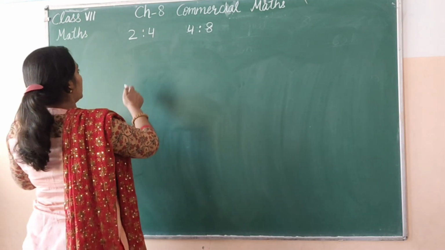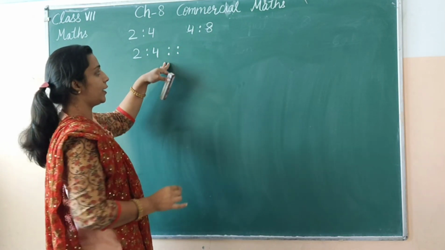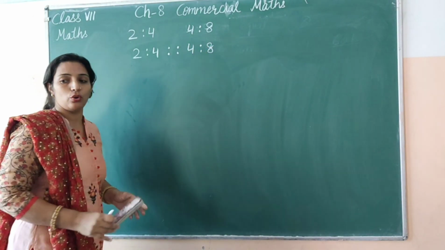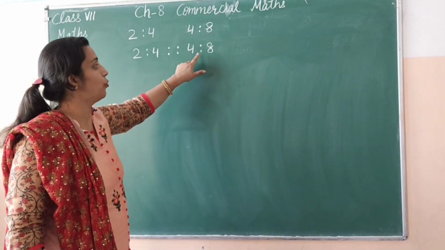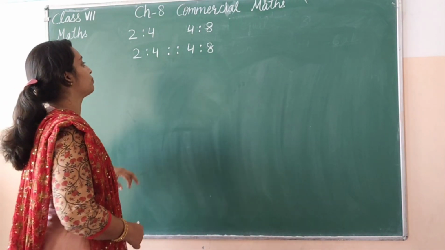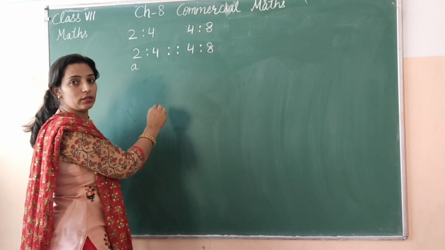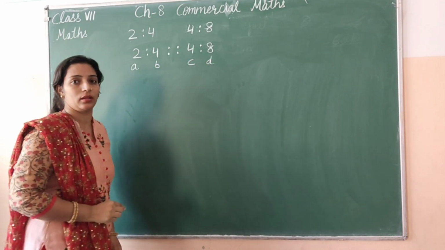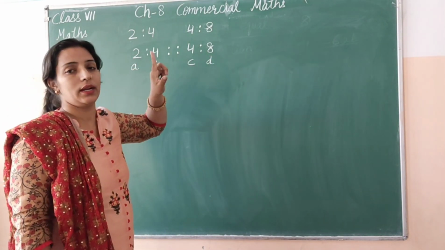So when ratios are equal, we write the proportion sign like 4 dots. And how do we speak it? 2:4 is as 4:8. This is the sign of proportionality. Okay? Now in a proportion there are always 4 terms. This term is A, this is B, this is C and this is D.